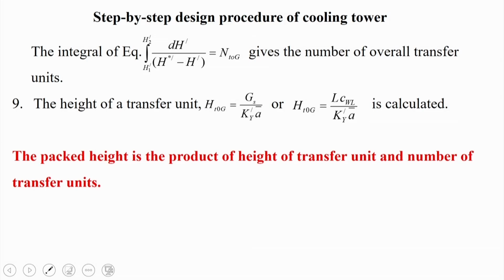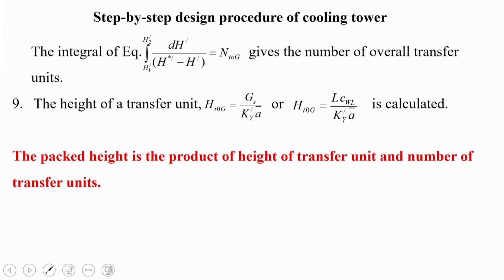And then the integral of the equation dH' by (H star prime minus H') from H1' to H2' will be nothing but NTOG, which gives the number of overall transfer units, and the height of the transfer unit HTOG will be Gs by capital Ky'·Ā, or in terms of liquid flow rate, HTOG is L·CWL by capital Ky'·Ā. So, from this we will be getting.